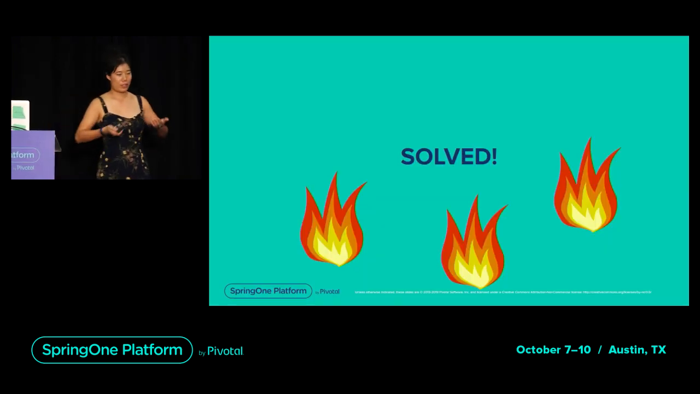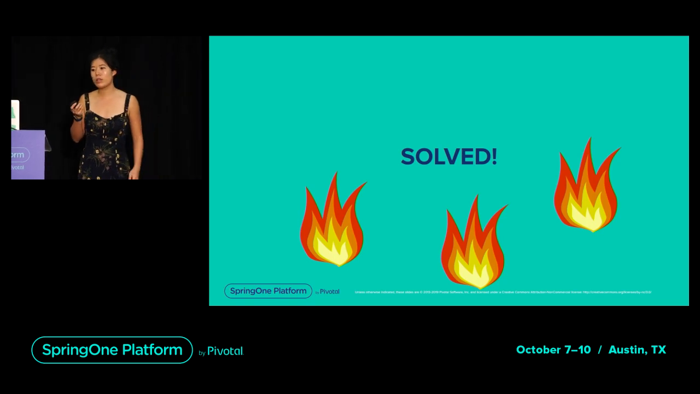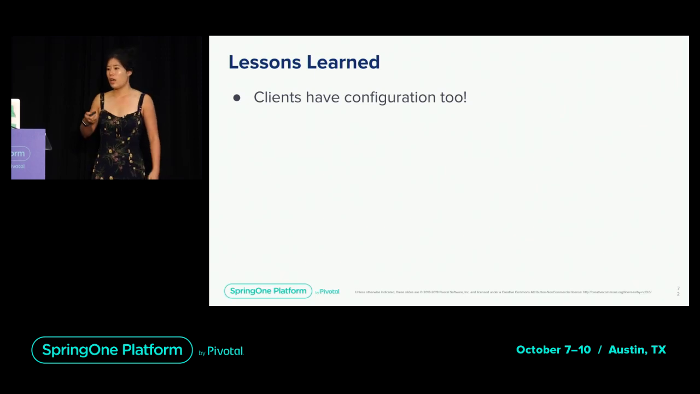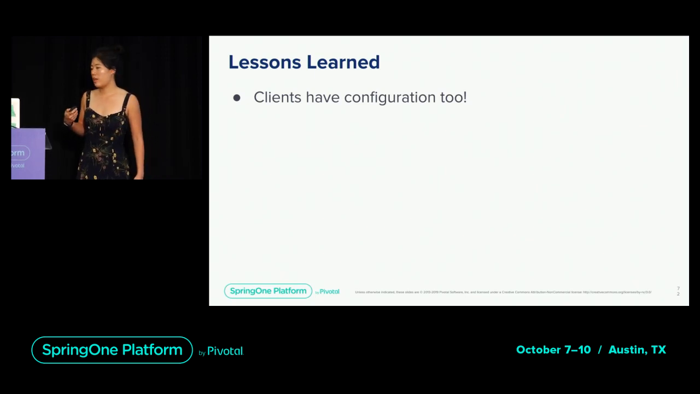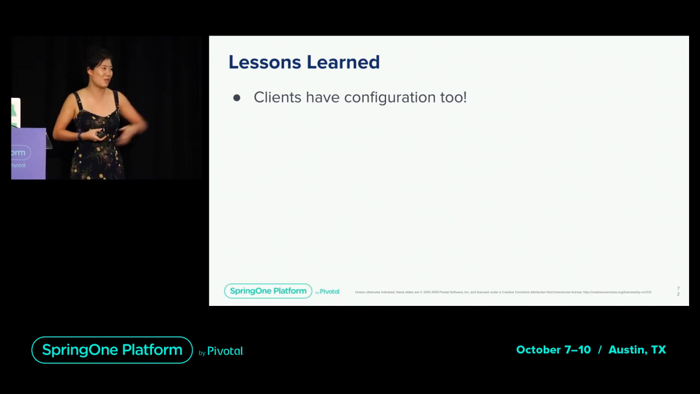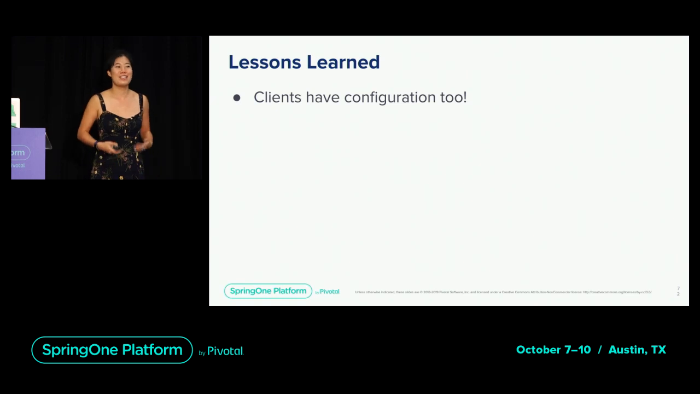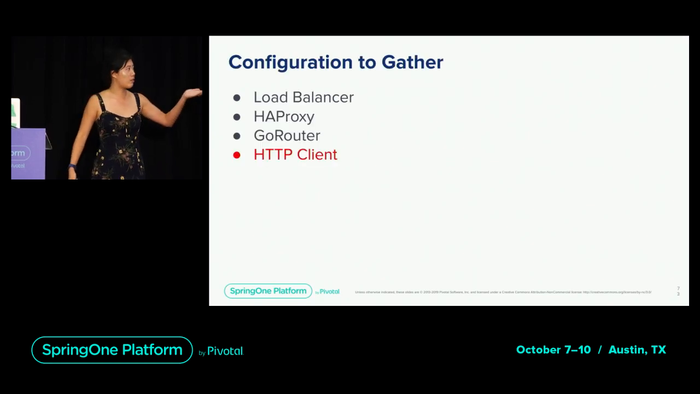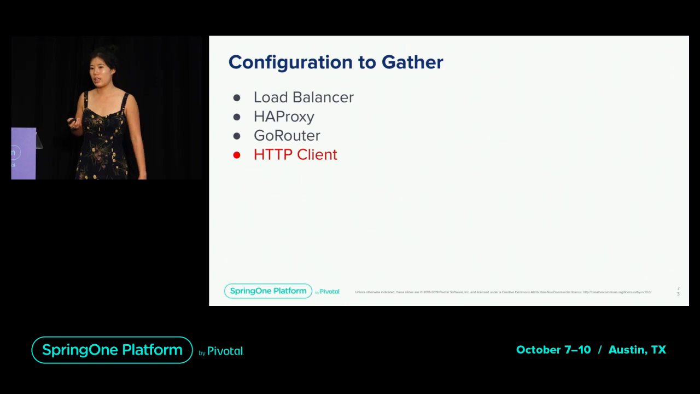So what lessons did we learn? One of the biggest ones was that clients have configuration too. If we had gathered information about the HTTP client and dug into that ahead of time, it may have saved us a couple of days. Because while this is nicely presented to you, it definitely didn't take us a couple of hours to solve this issue. So we always recommend gathering configuration information about your clients if they're part of your connection path.